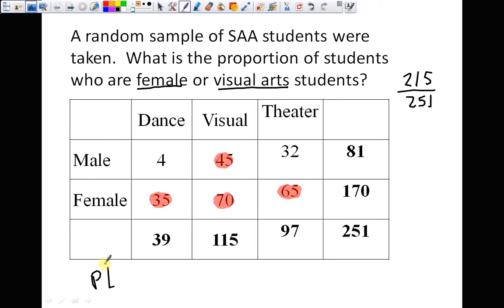But sometimes we're going to be forced to use a formula, so I just want to show where this formula comes from. So A or B. And I think a table is a good way to show it. The probability of A is the probability that we're female. So female is 170 divided by 251.